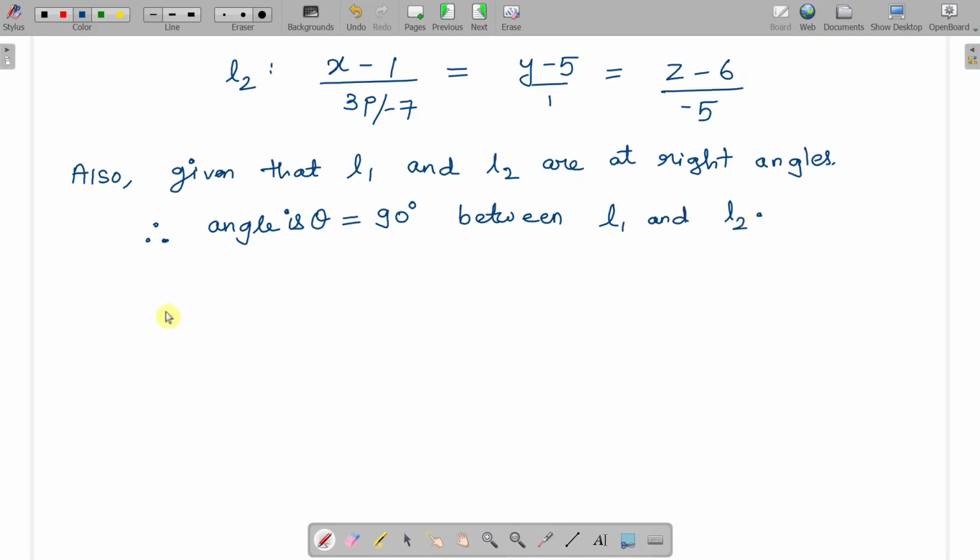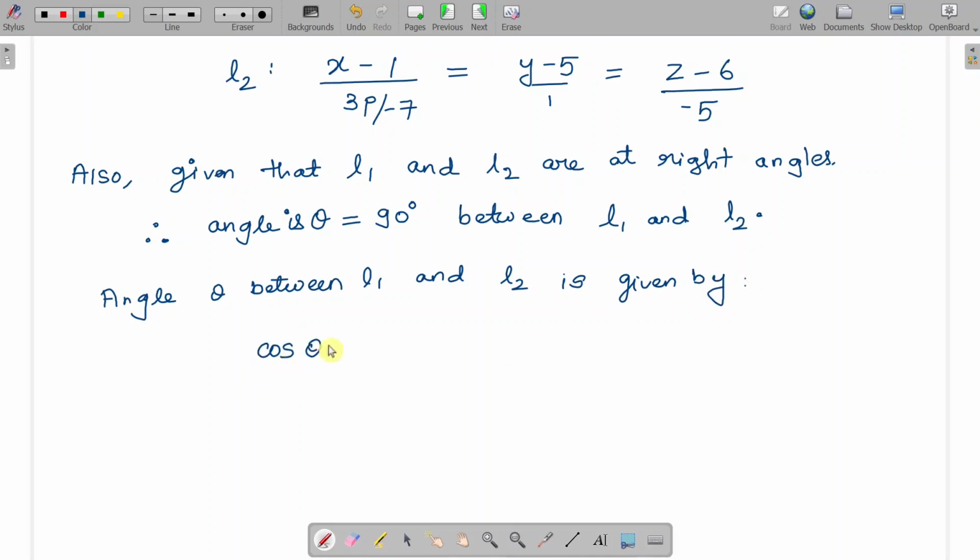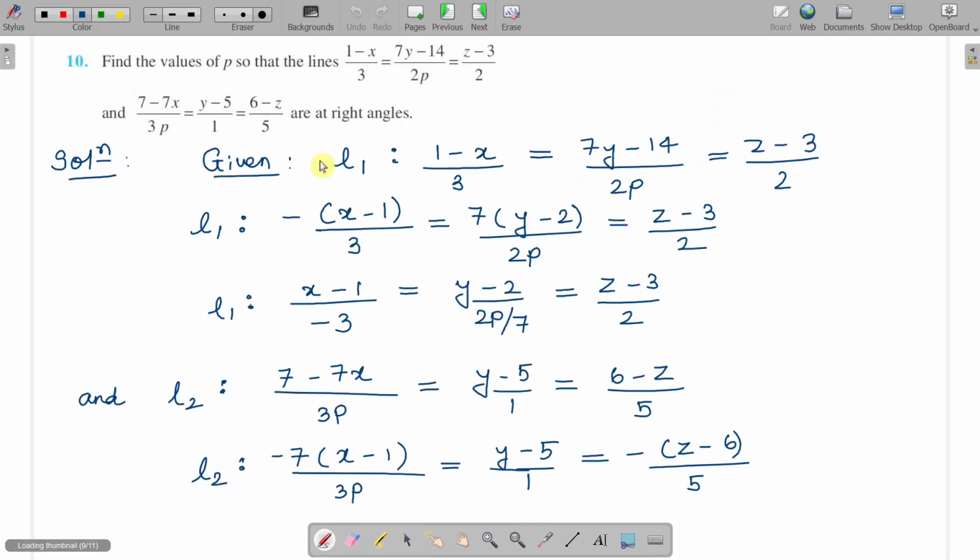Okay, so now you know that the angle between two lines is given by the formula cos theta, right? So the angle theta between L1 and L2 is given by cos theta. Okay, so theta is equal to 90, so cos 90 equal to modulus of, so the direction ratios are what?